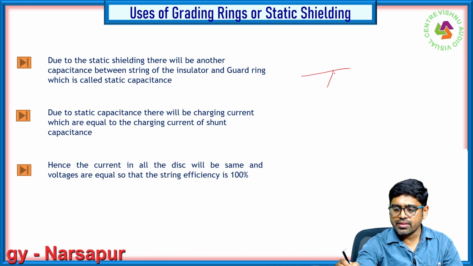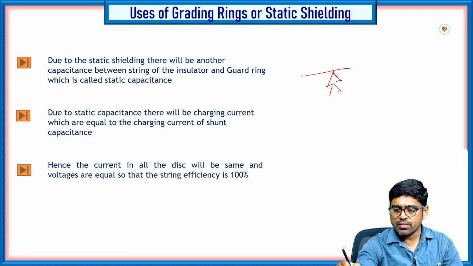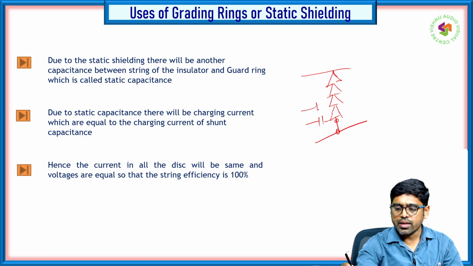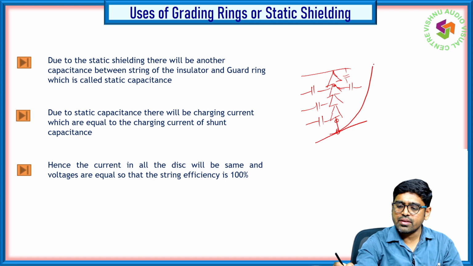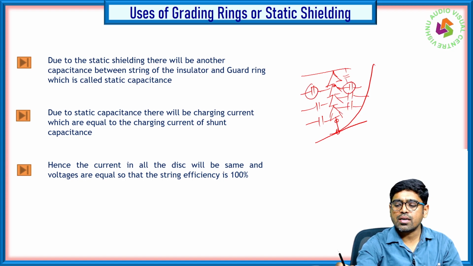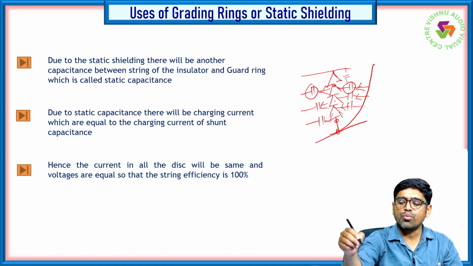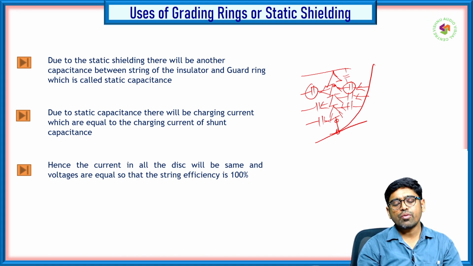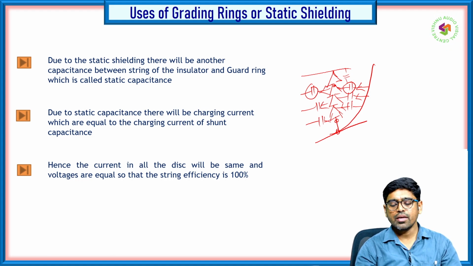So what we see is that a disc is connected like this, and it has a power conductor. In this case, this particular capacitance is the disc capacitance. If we have another capacitance from this, with the guard ring like this, then this capacitance and this capacitance are equal, so that these currents can be cancelled out and we can improve the string efficiency. Mostly the same current will flow from top to bottom, so the voltage distribution will be similar, and the string efficiency can be improved.